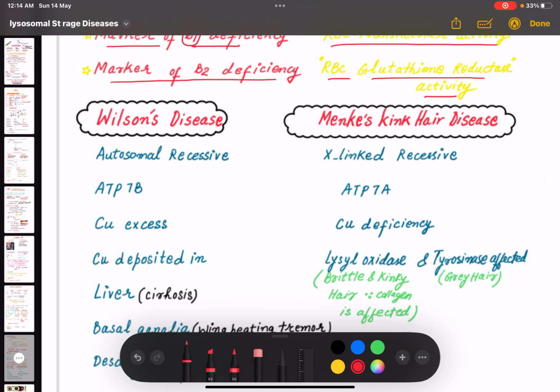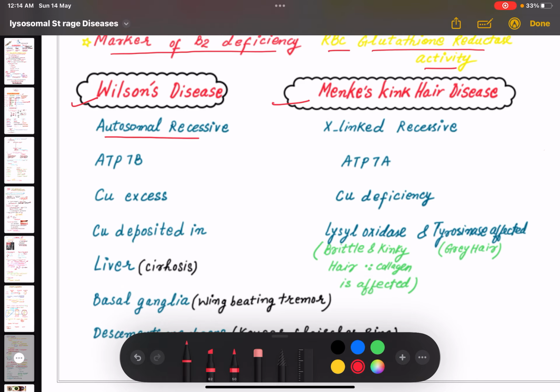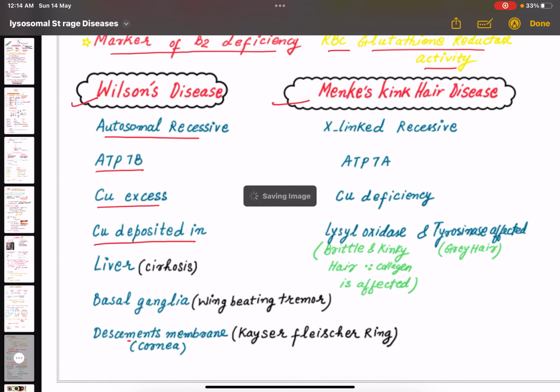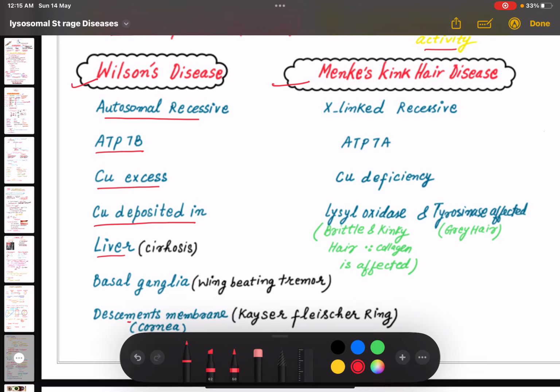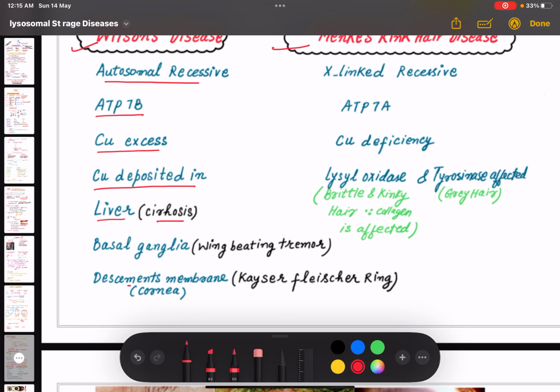Now let's see two diseases which are very important for every exam, that is Wilson's disease and Menkes hair disease, or Menkes disease simply. Wilson's disease is autosomal recessive. It is due to a defect in the ATP7B gene. In Wilson's disease, you will get excessive copper, and the copper is deposited in the liver. Once the copper is deposited in the liver, it leads to cirrhosis.